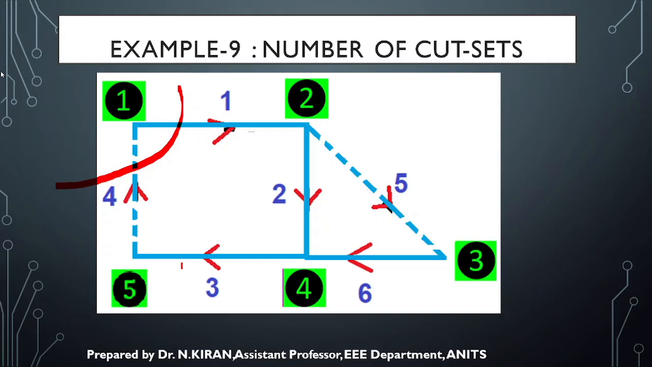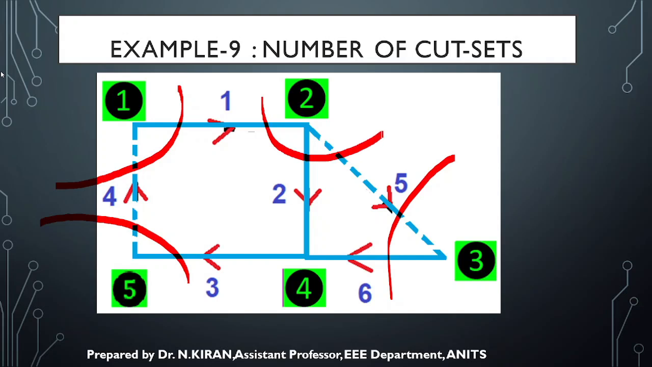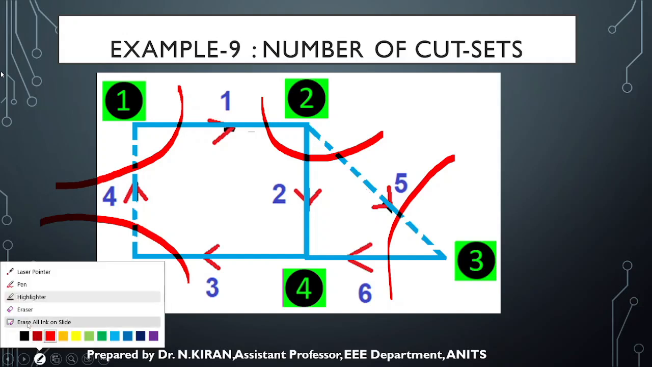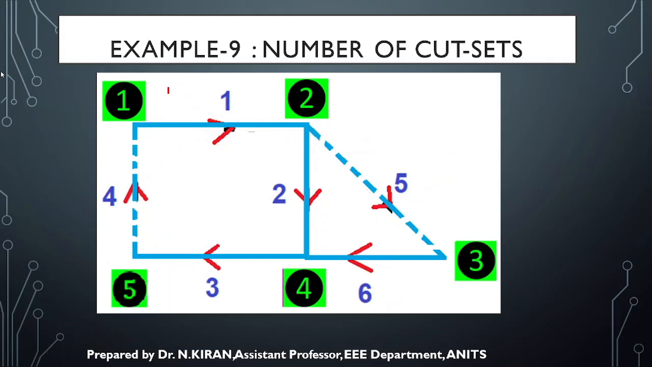Coming to my third twig, I can also consider this. It is also not violating my rule. Coming to my sixth twig, here also I can consider this as one cut set, but I cannot treat this as a cut set. Why? Because here it is cutting two twigs, 1 and 2, and the fifth link, so it is violating my rule to form a cut set. As I discussed previously, this is one cut set, this is one cut set, and so on.